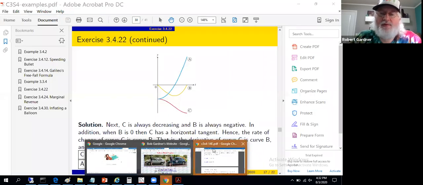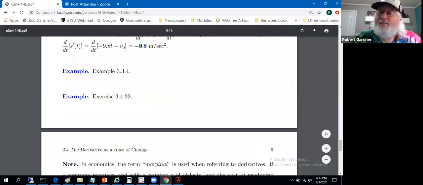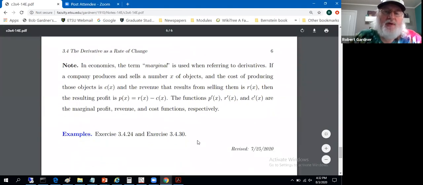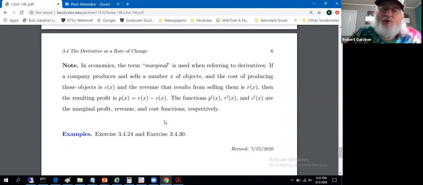Back to the notes, I think one final little idea. Yeah, an economics application. So not to make it all physics. In economics, the term marginal is used when referring to derivatives. We might talk about marginal profit, marginal revenue, marginal cost. It just means derivative.